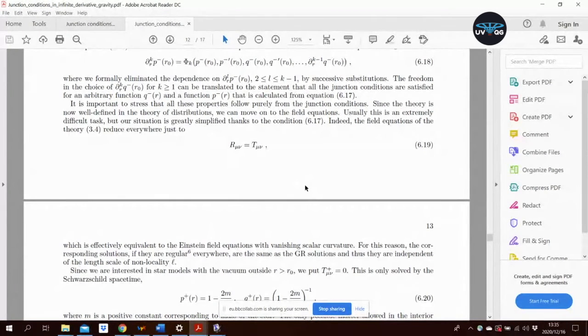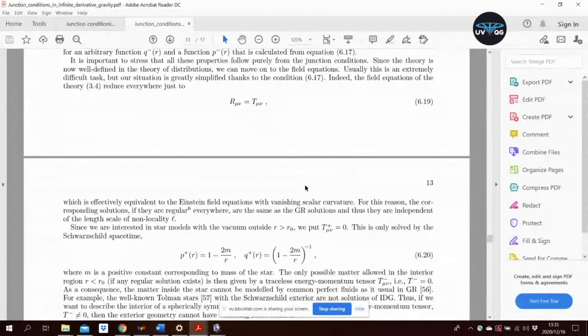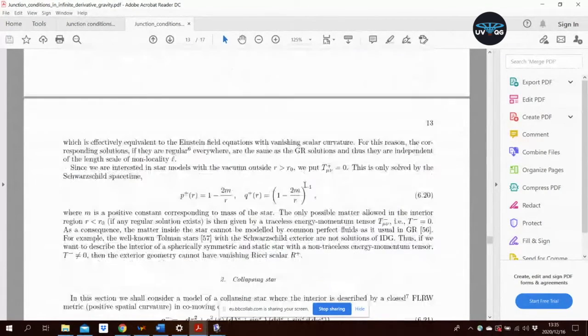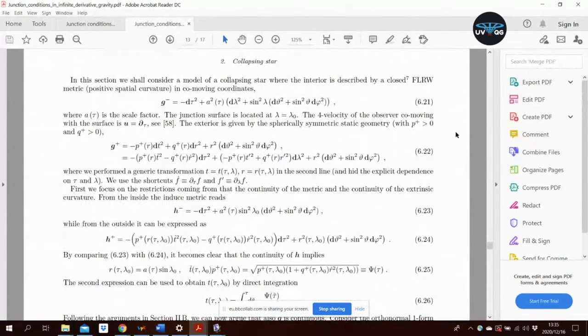because the fact that you have a singularity may complicate things in nonlocal gravity, because that singularity doesn't only affect that point, but can affect the whole space-time. So it's better to have regularity, and so you don't have to worry about it. The other case is a collapsing star, where you define the interior to be a closed Friedmann-Lemaître model, matched to a Schwarzschild metric, in comoving coordinates with the hypersurface.